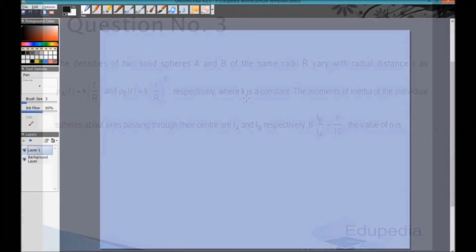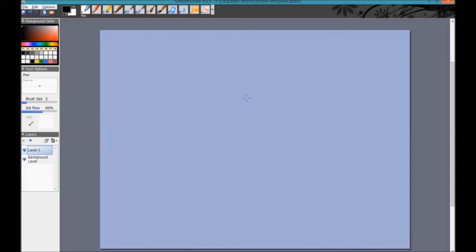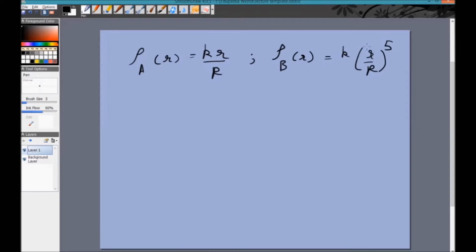In the next question, we are given the densities of two solid spheres which have the same radii, vary with distance in different ways. For one of them, rho A as a function of r is k times r by R. For the other one, rho B as a function of r is k times r by R whole to the power 5. We want to find the ratio of the moment of inertia. So first, let's just write the definition of moment of inertia.